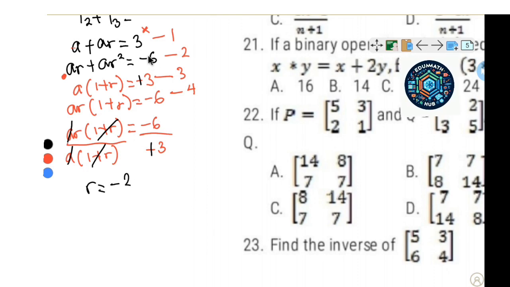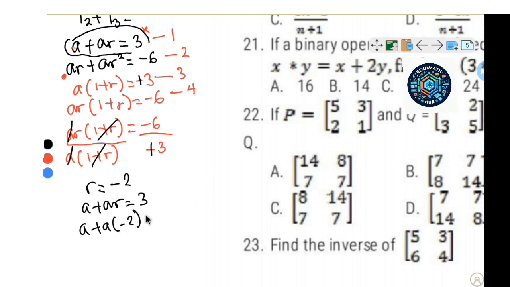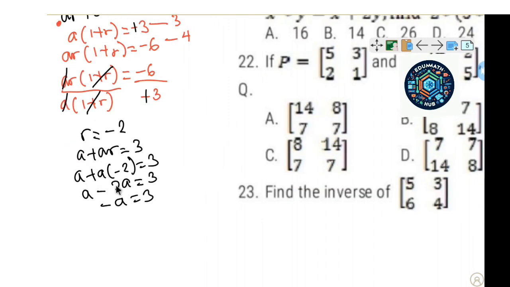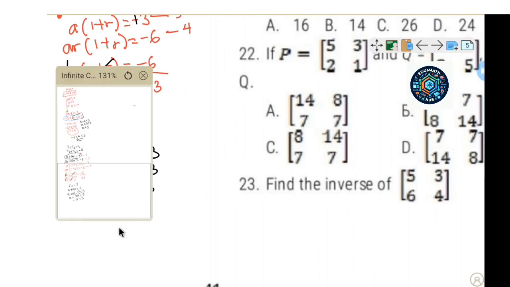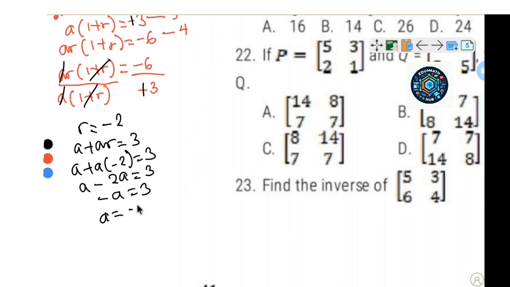And if R is minus 2, what is A? Come to this part here and look for A. So you have A plus AR is 3. Then anywhere you see R, put minus 2. That will be A plus A into minus 2 is equal to 3. This will be A minus 2A is equal to 3. So you have minus A is equal to 3. So you can see that A is equal to minus 3.